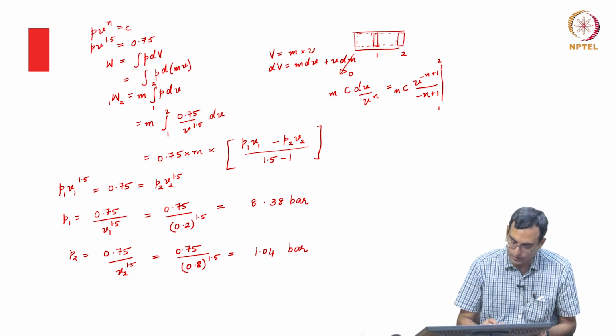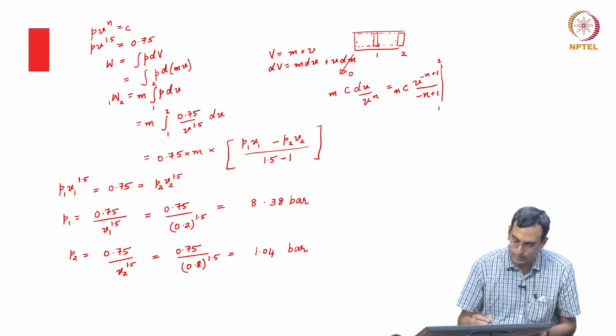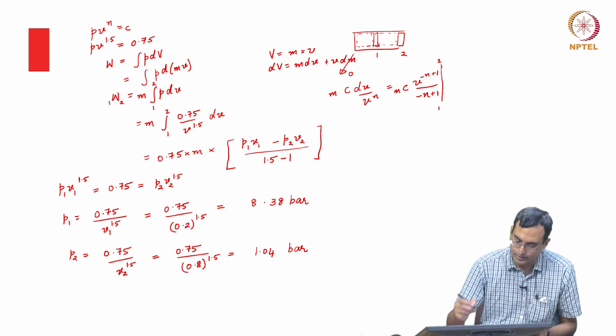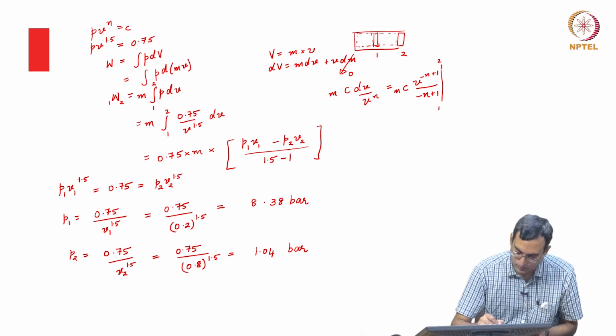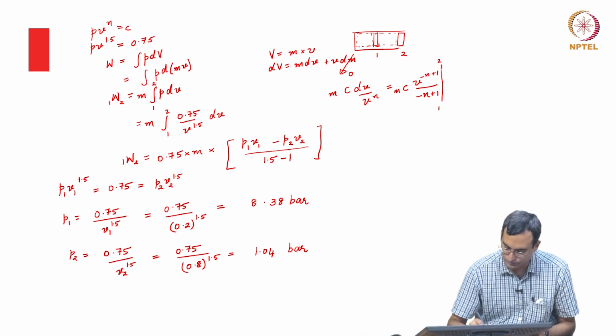So, we have the values of P1 and P2 over here. What we need is to now substitute it here. So, this is 1W2. So, we have 1W2 is 0.75 into 1.